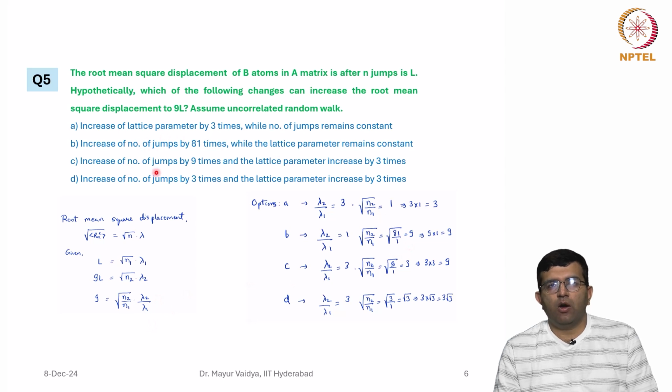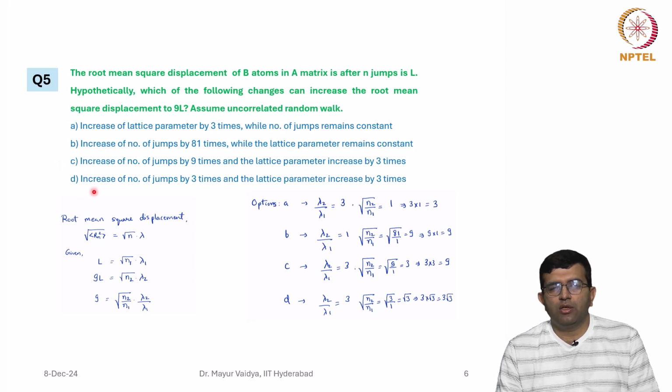Option C is an increase in the number of jumps by 9 times and the lattice parameter by 3 times. That means lambda 2 by lambda 1 is equal to 3, n2 by n1 is 9, or root of n2 by n1 is equal to 3. Therefore, 3 into 3 is equal to 9. So this is also possible, and this is also a correct option.